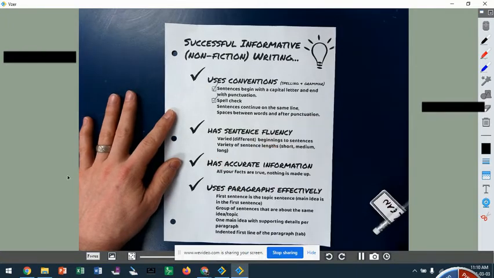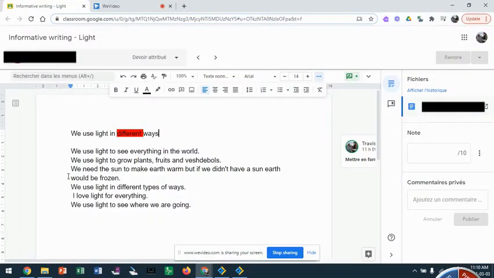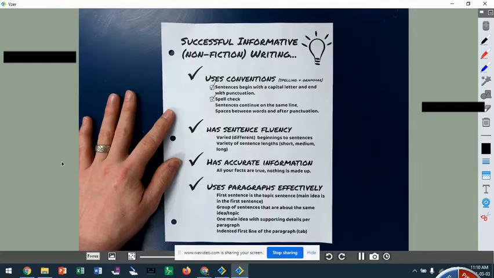Sentences continue on the same line. I'll read through again and look for that. Right away, I see that each sentence begins on a new line. So I'm not ready to check this box. I have some editing to do. Let's go through the next criteria together.